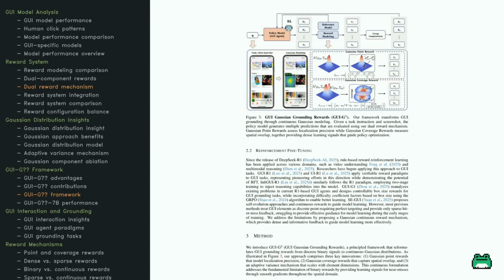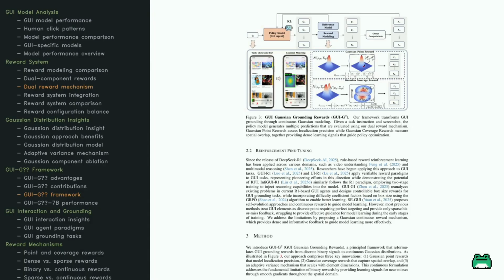First, there's the Gaussian point reward for precise localization, like a precise pointer showing where to click. The second part is the Gaussian coverage reward, measuring how well the predicted area overlaps with the target. It's about ensuring accuracy and covering the right spots. This dual approach provides dense learning signals, guiding the model to optimize efficiently.